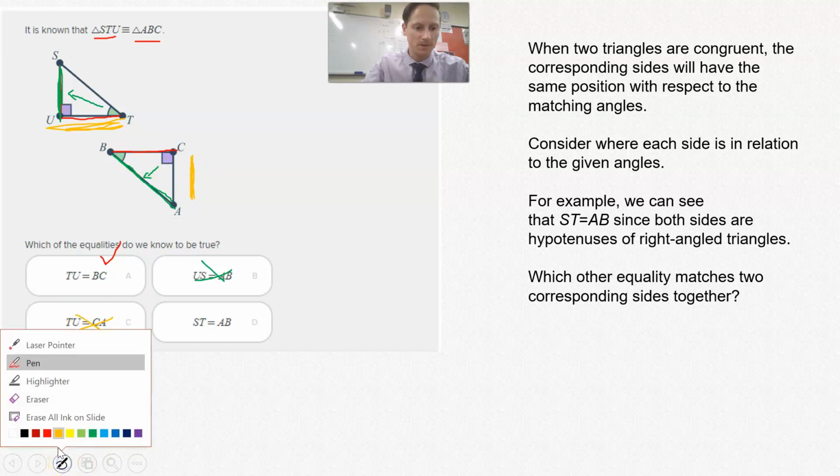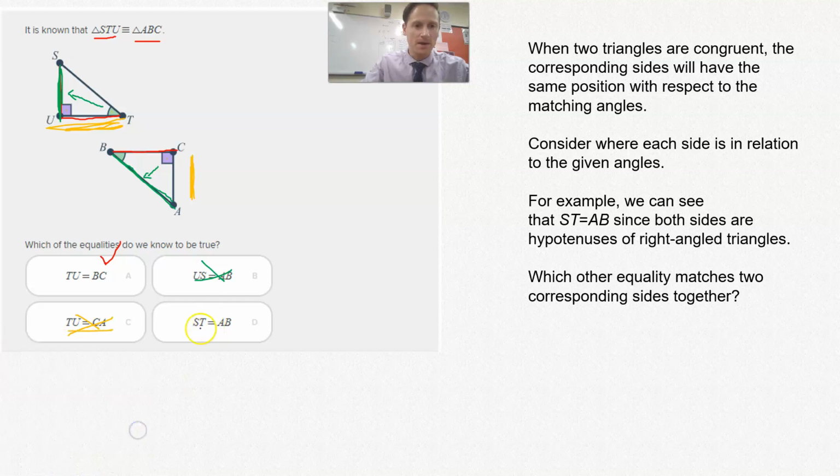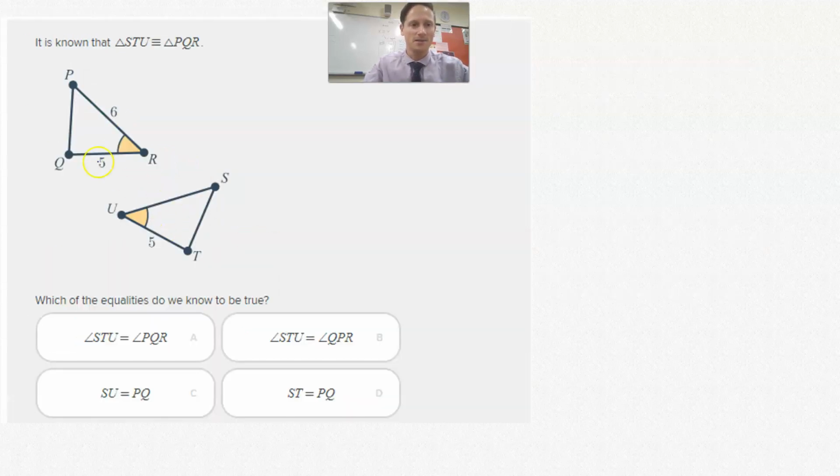The last one I'll do in purple. ST equals AB. So ST is that side there, that's opposite the purple angle. And AB is here, which is opposite the purple angle. So that's good because they're corresponding sides. They're in the same position in relation to the angles. So they're the ones that are correct.